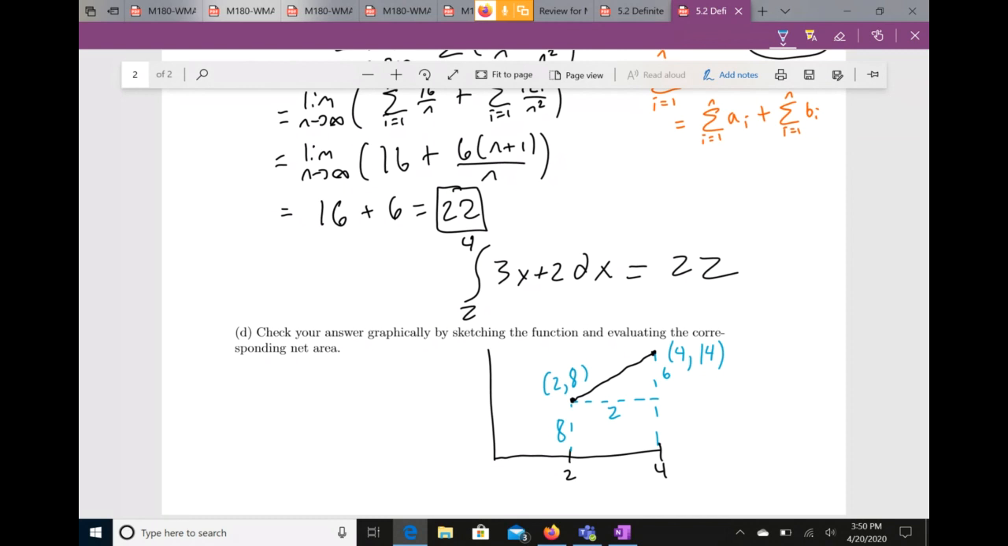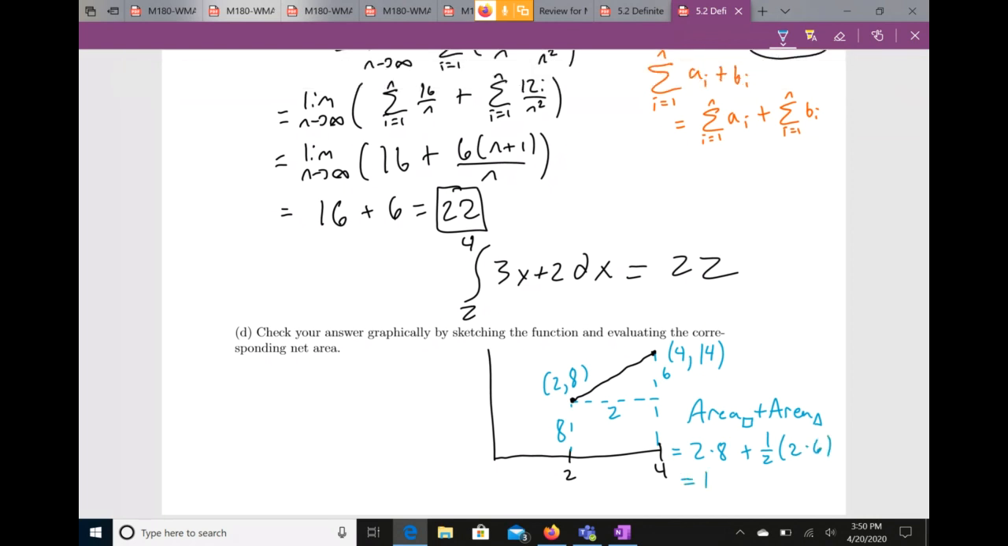So the area under this curve is the area of a rectangle plus the area of a triangle. This will be 2 times 8 plus 1 half times 2 times 6, which is 16 plus 6, or 22, which is exactly what we got before. You may think, why didn't we just do this to begin with? And you can, if your function is a straight line, then measuring the area underneath it is not hard. But if it's not a linear function, then we don't really have the hope of using this sort of geometry to evaluate it.